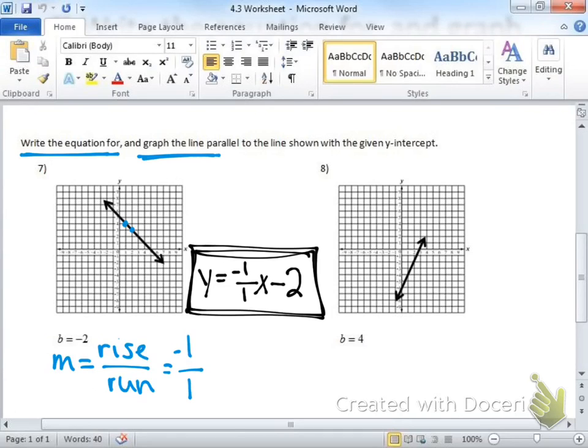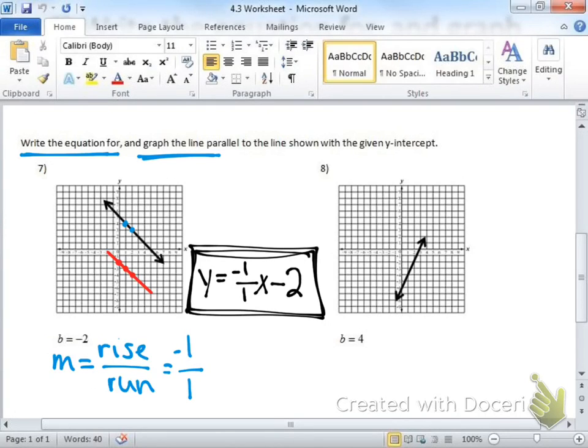How would I graph that equation? Start at the -2 on the y-axis and then do what? Down 1, right 1, down 1, right 1. Or if you did it the other way, you'd go up 1, left 1, up 1, left 1. Either way, when you connect it, you should be getting the same line.